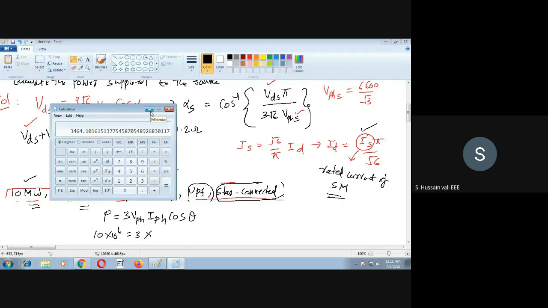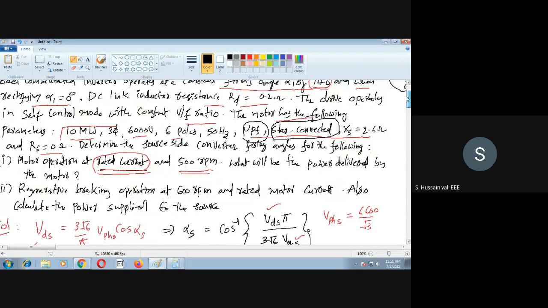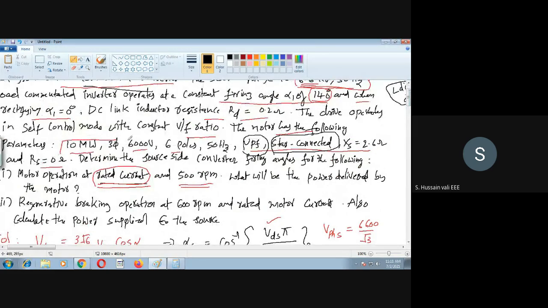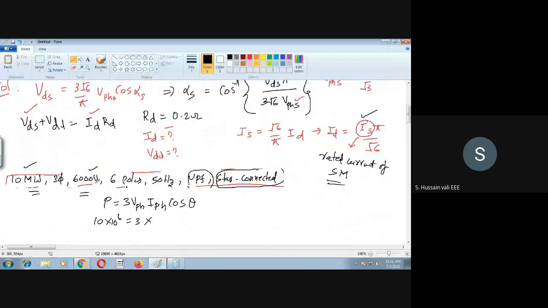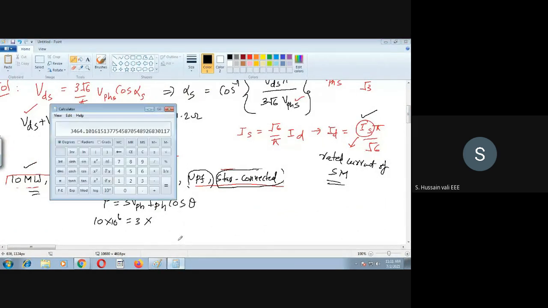We'll see now. See, rated power he has given, and he has given the voltage also. Yeah, please, there is a small correction in the voltage. It's not 6,000, it's 6,600. Please correct it yourself. So rated voltage also he has given, 6,600. So I will correct it here also. Now you see yourself.